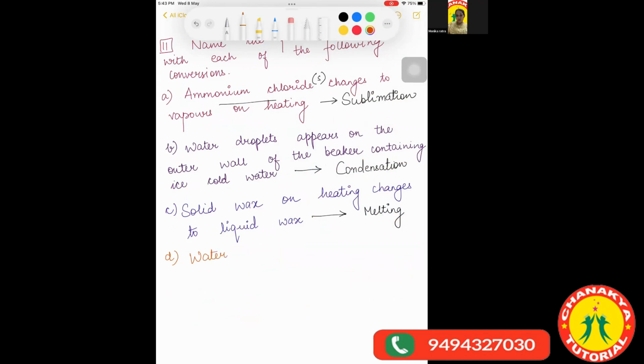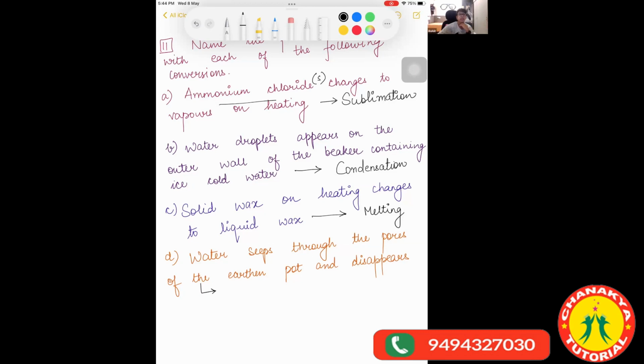Water seeps through the pores of the earthen pot and disappears. Pranav. Yes, Rohit, tell me. Ma'am, is it due to vaporization? Harshit, it's evaporation. Very good. It's evaporation.